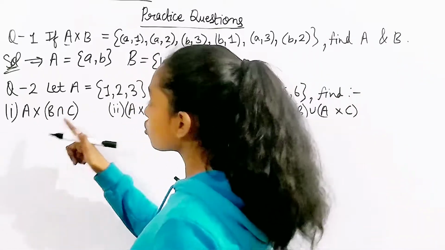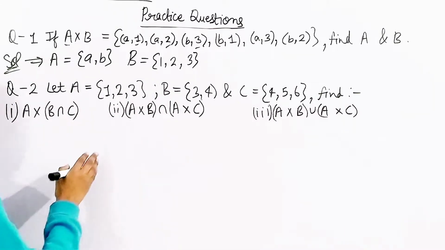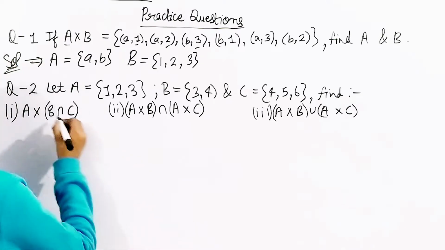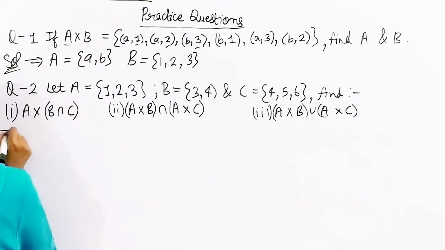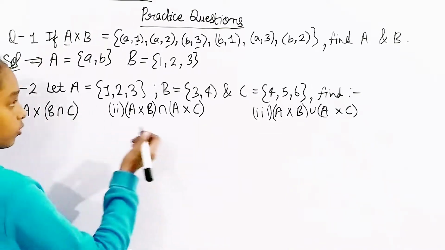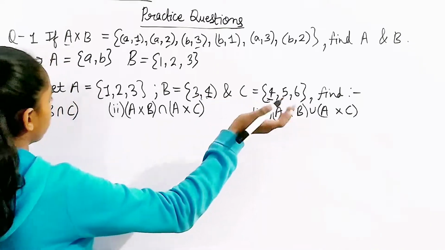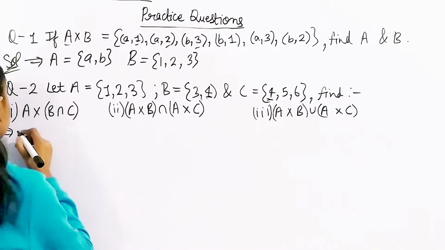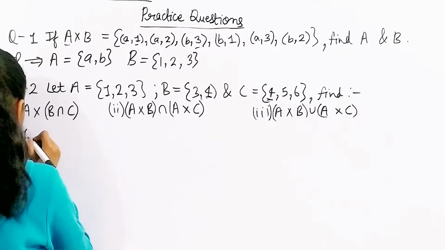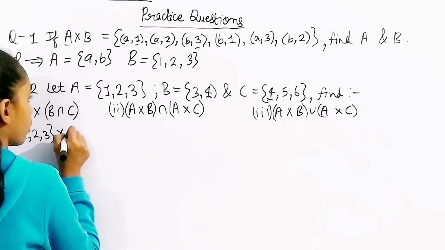A cross, B intersection C. We have to find the cross product of A and B intersection C. So first of all, let's find B intersection C, which is what's common. I can see that 4 is the only common element. So what I'll say is, set A is 1, 2, 3, cross 4.